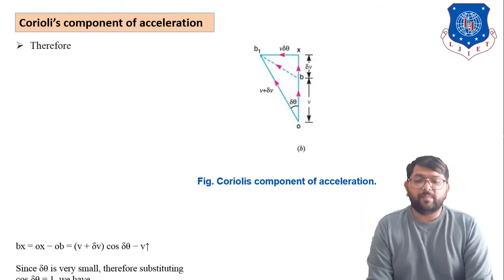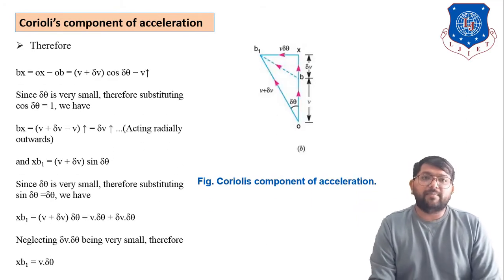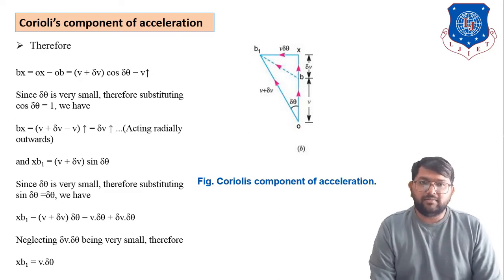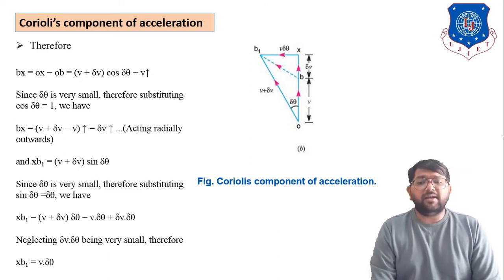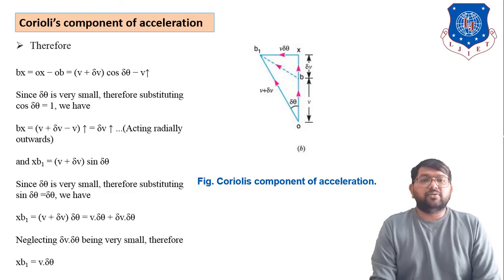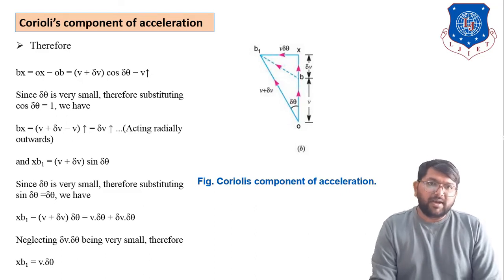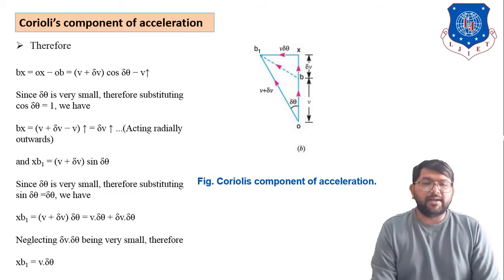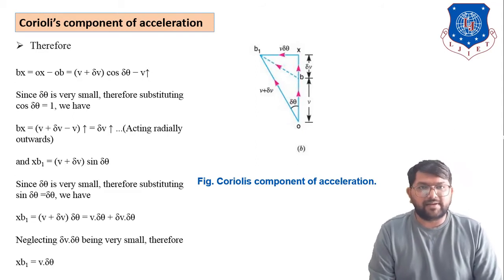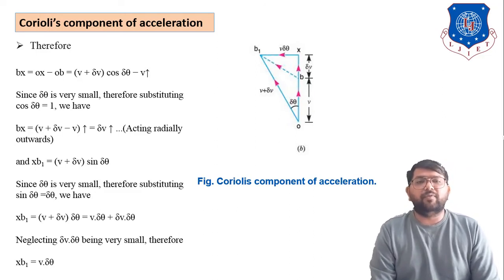Okay, now we have to discuss another diagram. Therefore bx is equal to ox minus ob based on the vector triangle, which is equal to v plus delta v cos delta theta. Since delta theta is very small, we substitute cos delta theta equal to 1. Now bx is equal to v plus delta v minus v; plus v and minus v cancel out, so the answer is delta v acting in the radially outward direction.